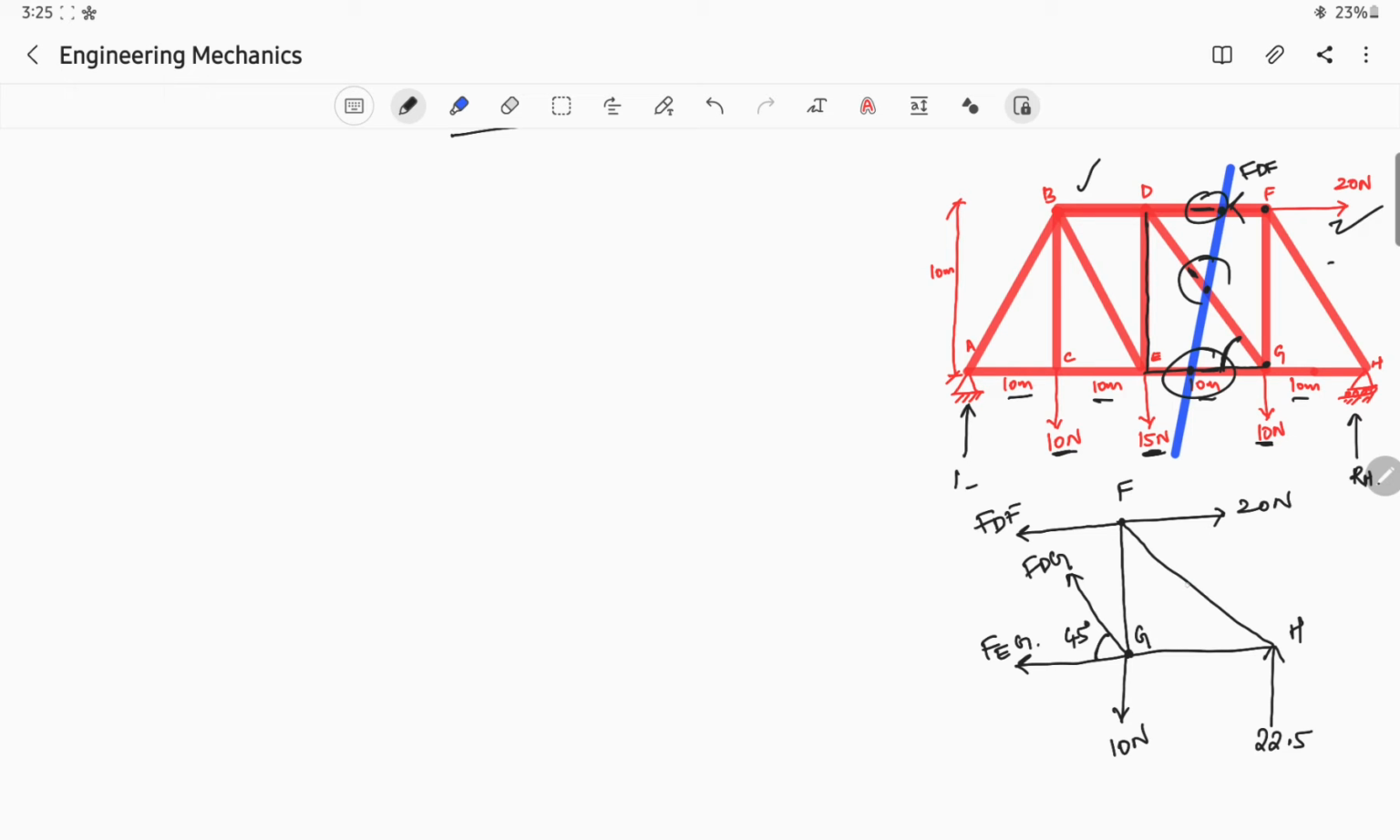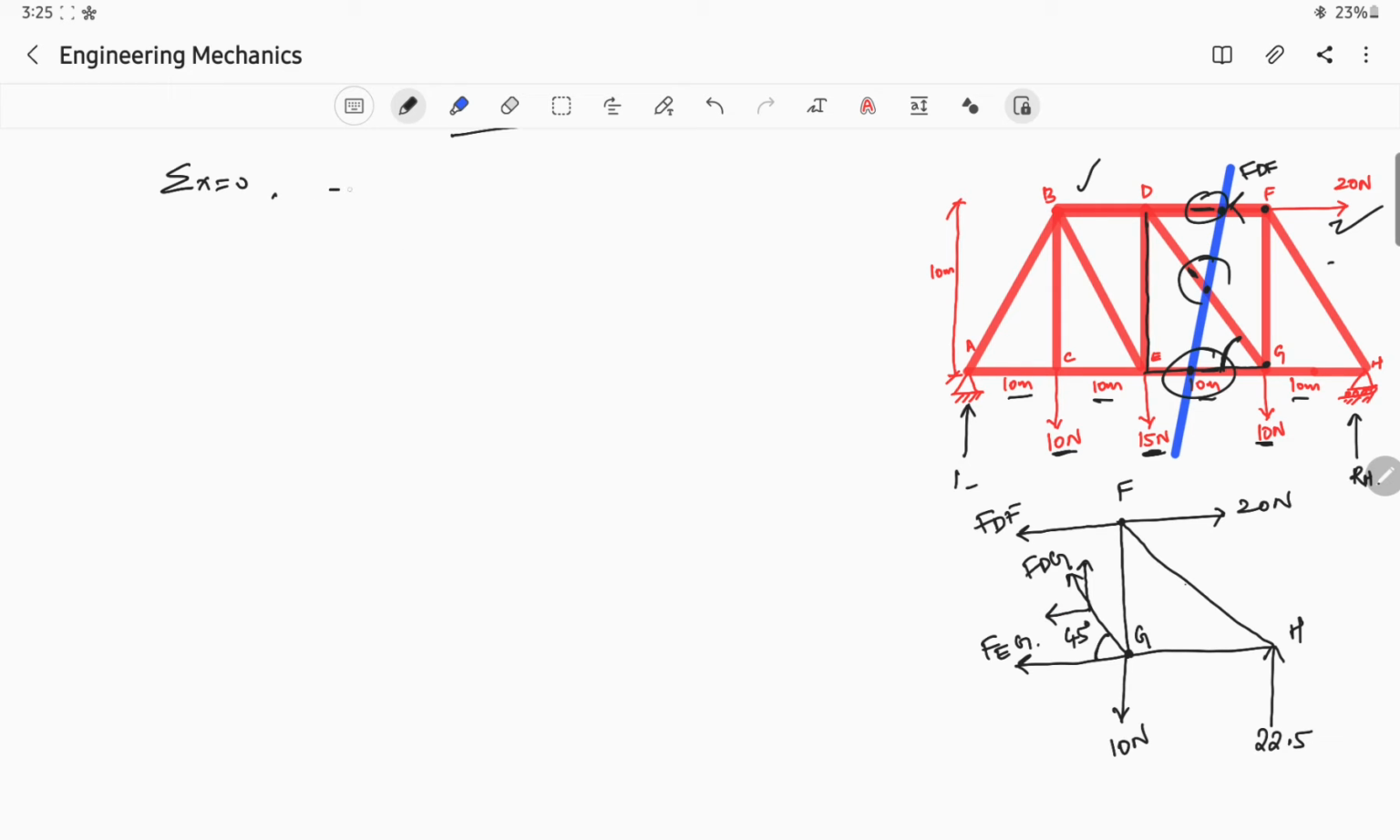However, we will not take the forces in members FH, FG and GH, isn't it? Those forces will remain as they are. So now we have to take sigma x is equal to 0 out of this figure. How many horizontal forces are there? See here, since it is an inclined force, we'll be having two components, right?